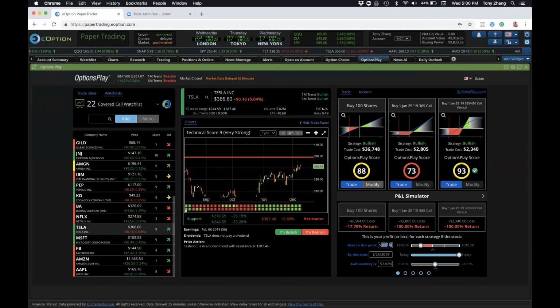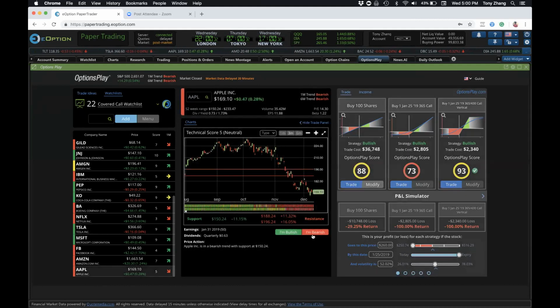And more importantly, what happens if I bought this stock and the stock goes back down to 260? If you had bought the stock, you lose $10,000. If you had bought the call option, you only lose $2,800. And that's the benefit of options. It allows you to take a directional view with limited risk. And you can do this for any type of strategy.